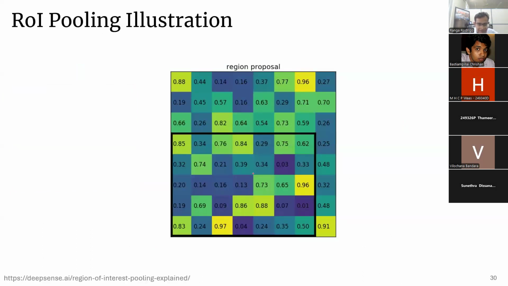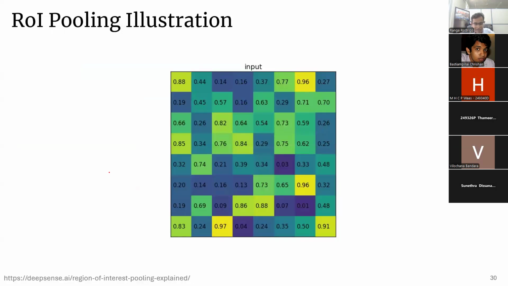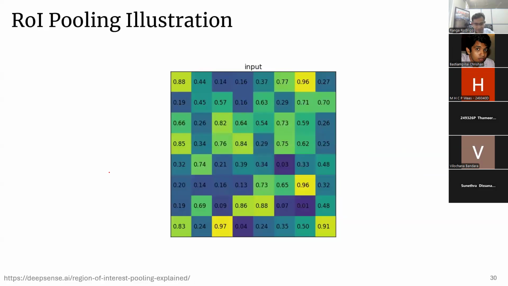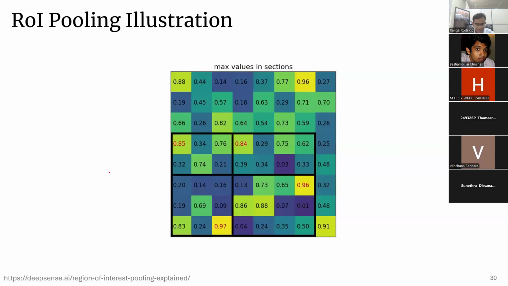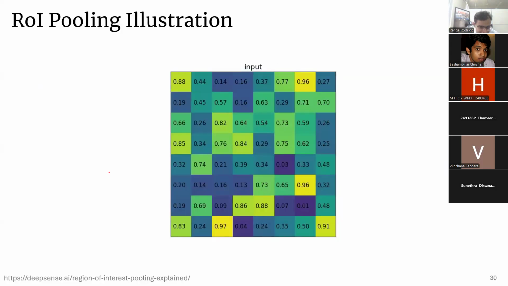Yeah. So there's a small illustration. You can see how ROI pooling happens, right? Region proposal, divide and pick the maximum. It's a stupid thing to do, right? You can see it's not very good, not very nice.